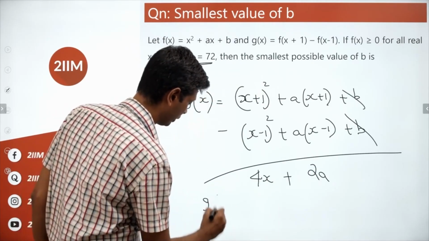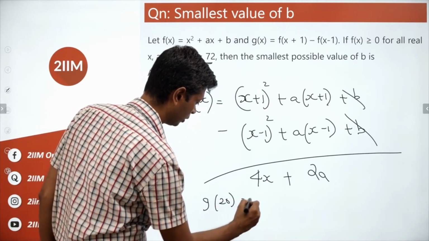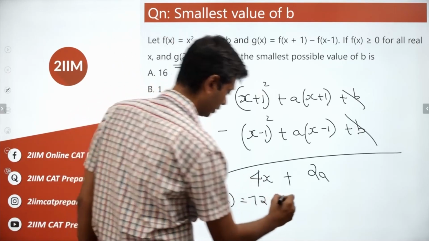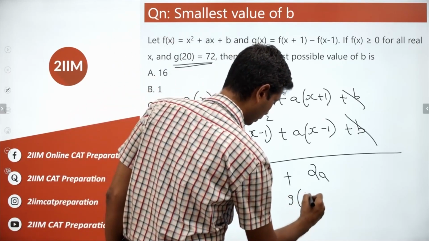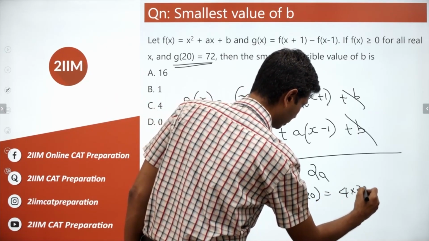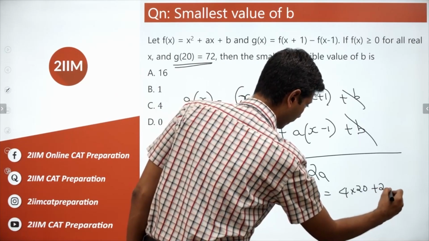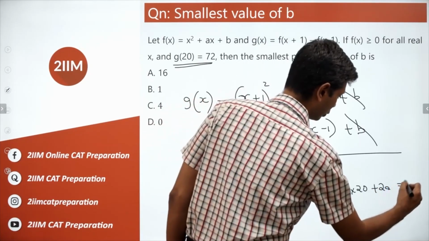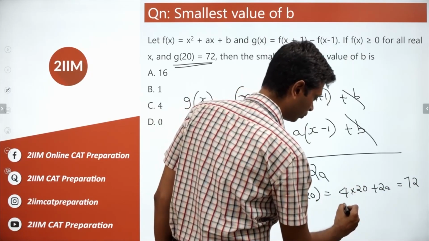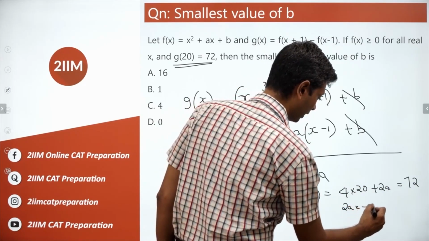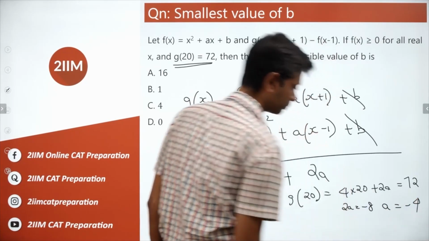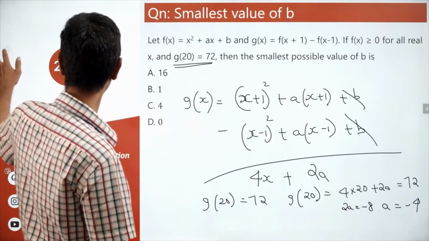We know g of 20 equals 72. Let's plug that in. g of 20 is 4 into 20 plus 2a. This is 72. 4 into 20 is 80. 80 plus 2a is 72. So 2a is minus 8, or a is minus 4. Lovely. Now let's come back to the remaining part of the question.